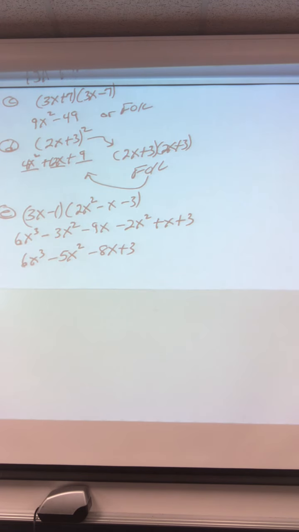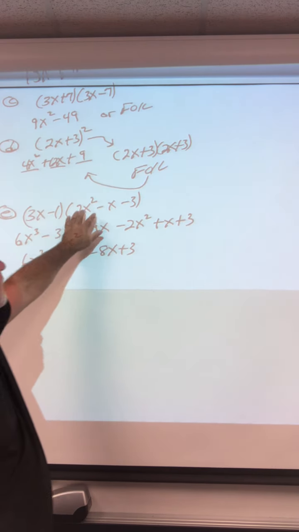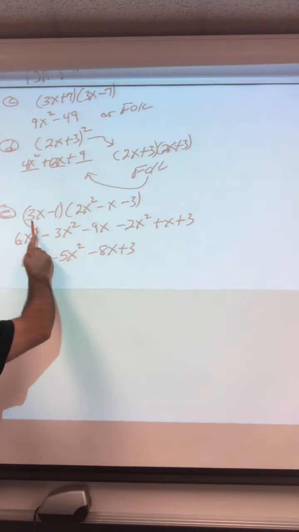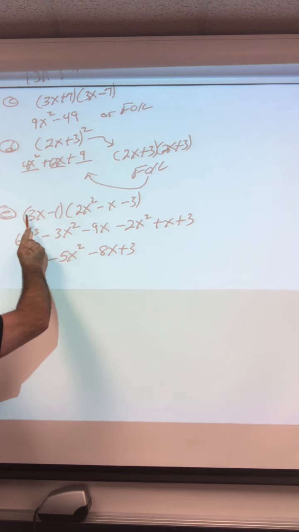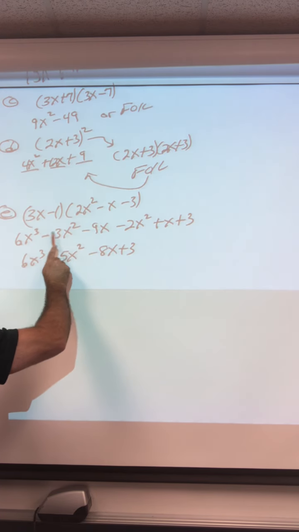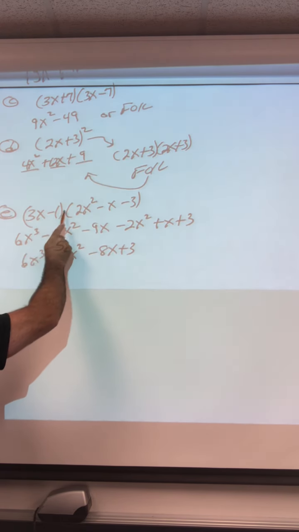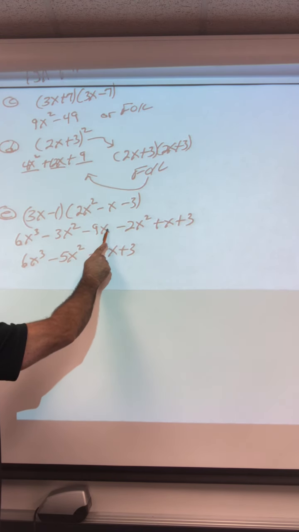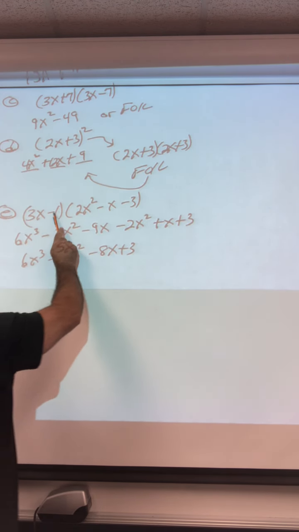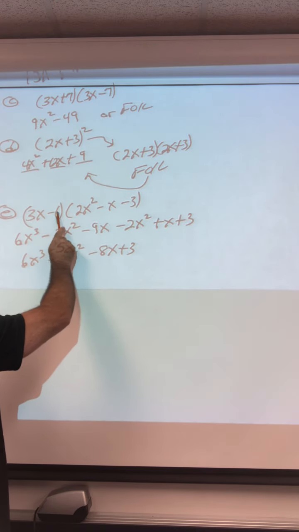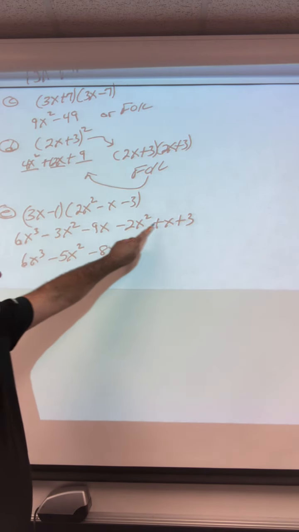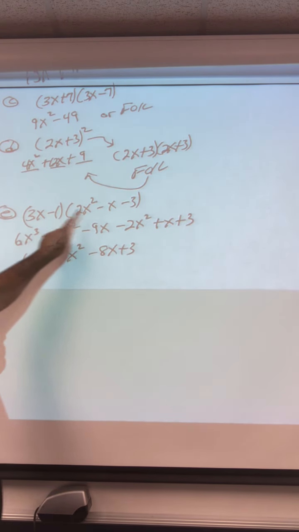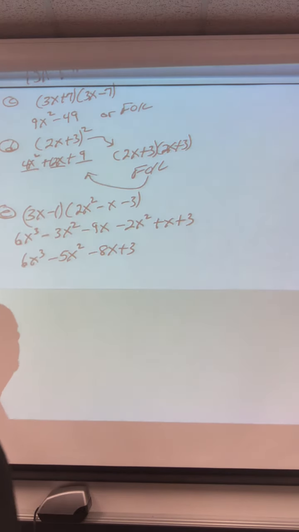Let's do this one. 3x plus 1 binomial times a trinomial. So I'm going to start out 3x times 2x squared is 6x cubed. Then 3x times negative x is negative 3x squared. 3x times negative 3 is negative 9x. All right, you're done with that. Now multiply this one times these three. Negative 1 times 2x squared is negative 2x squared. Negative 1 times negative x is plus x. And negative 1 times negative 3 would be plus 3.